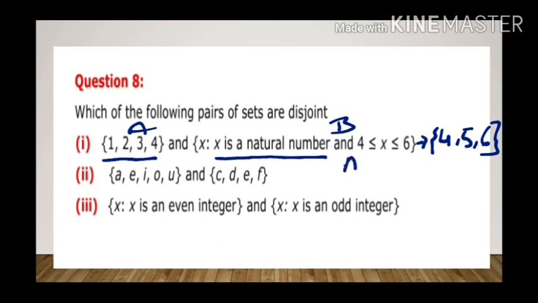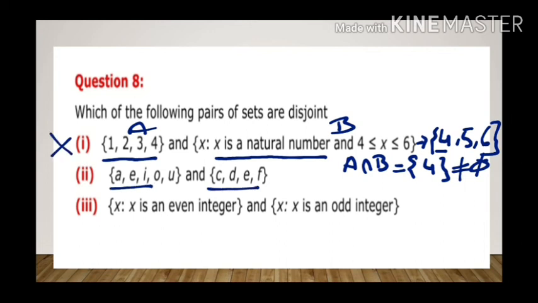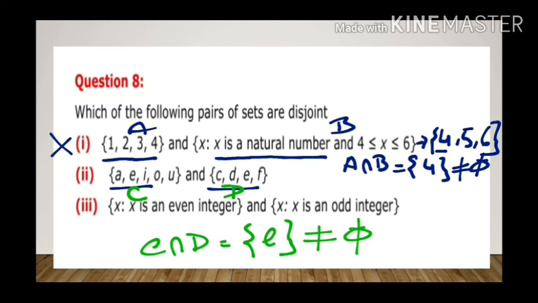If you take the intersection between them, the only common element is 4. That means they are not disjoint sets, because the intersection is not equal to the phi set. Now if you look at this and this one, as you can see, E is common. If you consider this set as C and this set as D, C intersection D will contain E. Again, it is not equal to the null set, so it is not a disjoint set.